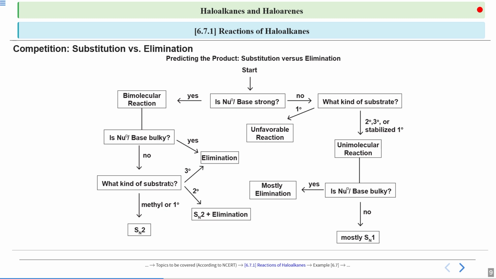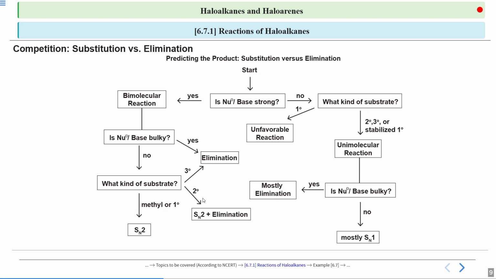So if your reactant is tertiary, then we again go with the elimination mechanism. Tertiary reactant means the halogen is attached to a carbon which is attached to 3 other carbons. So this is a tertiary haloalkane, a tertiary substrate, and you will go with the elimination mechanism. If your substrate is secondary, the halogen is attached to the carbon that is attached to 2 other carbons.